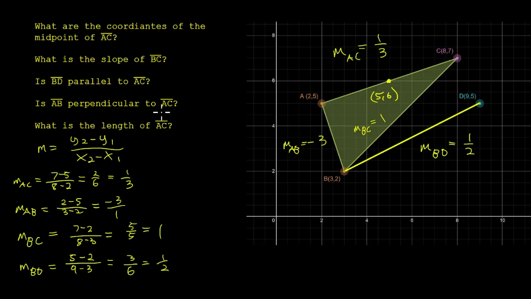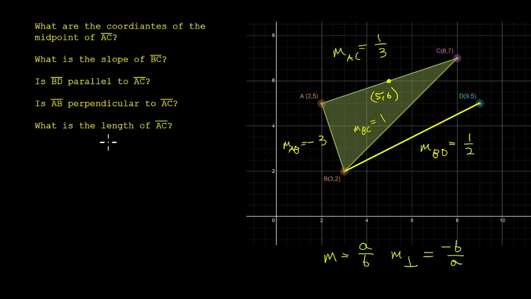Is AB perpendicular to AC? The slope here is 1/3. The slope here is negative 3. So yes, because remember, perpendicular slopes: if one slope is A over B, then the perpendicular slope to it is negative B over A. So yes, these are perpendicular.